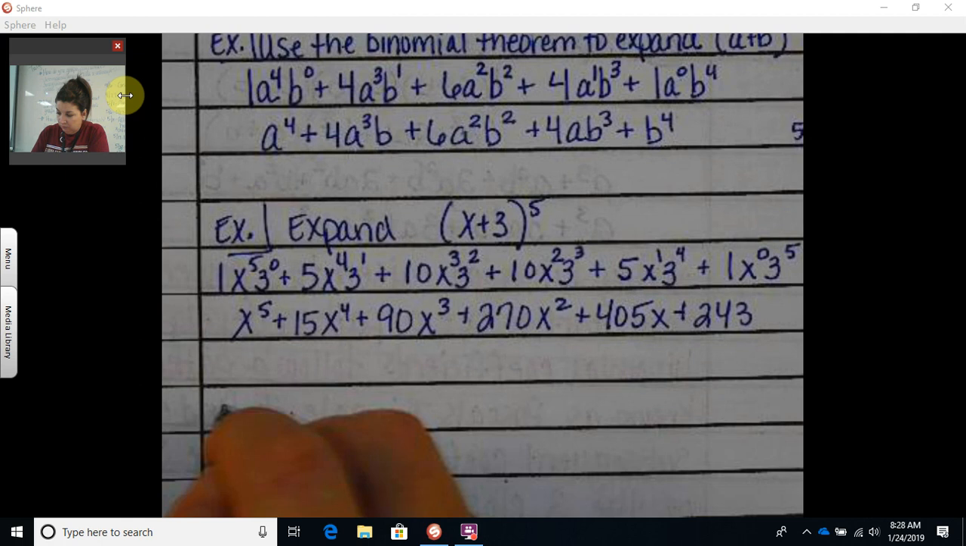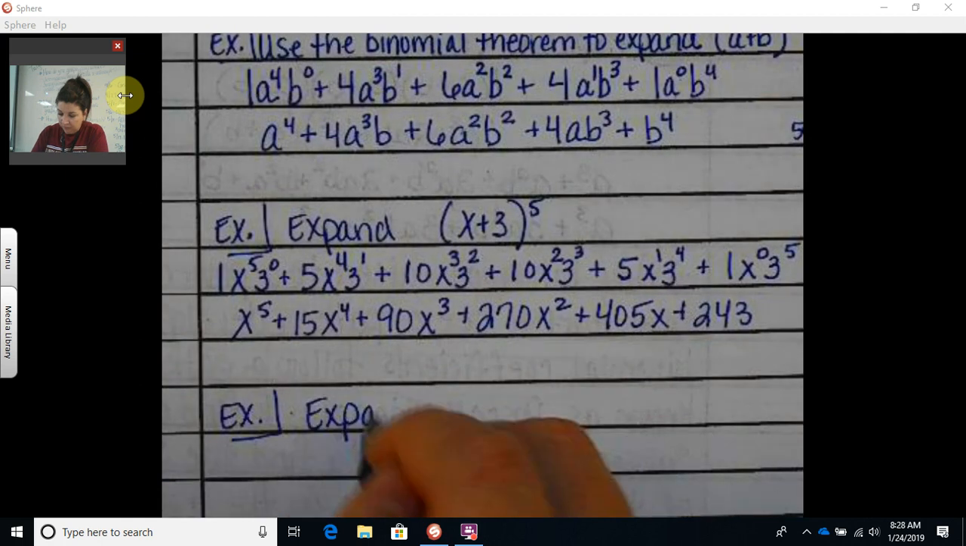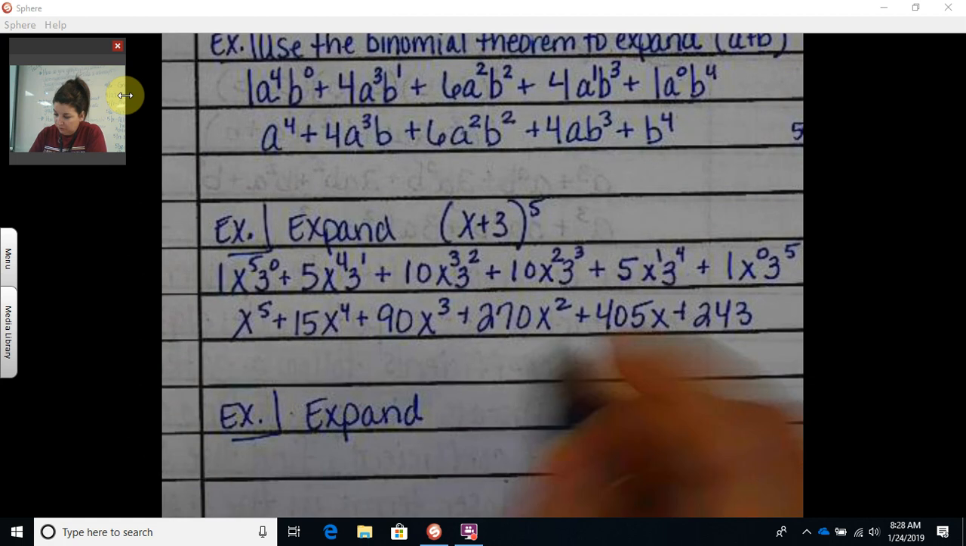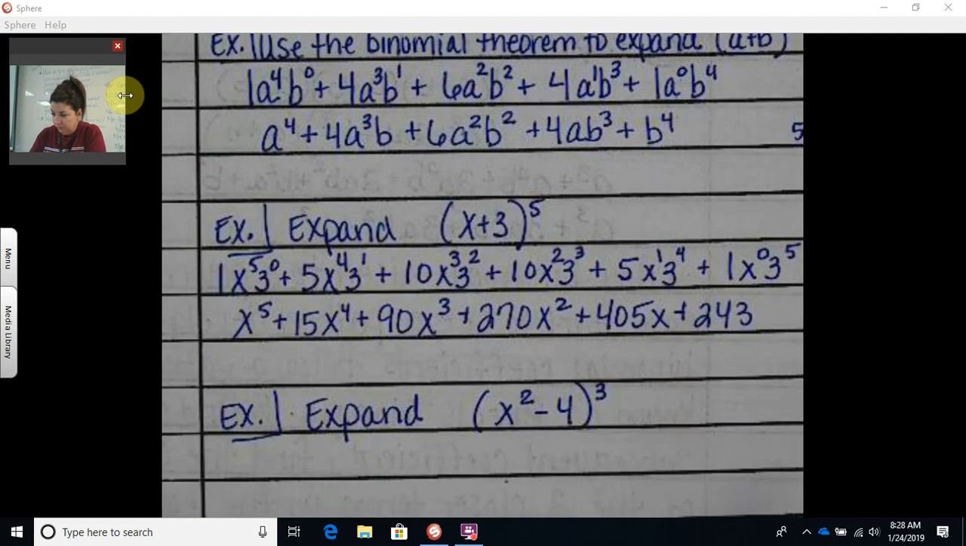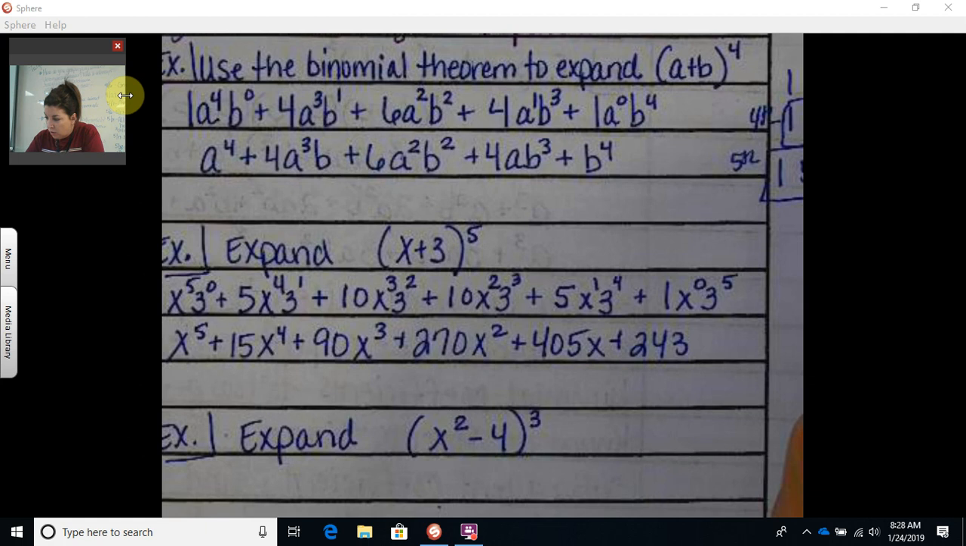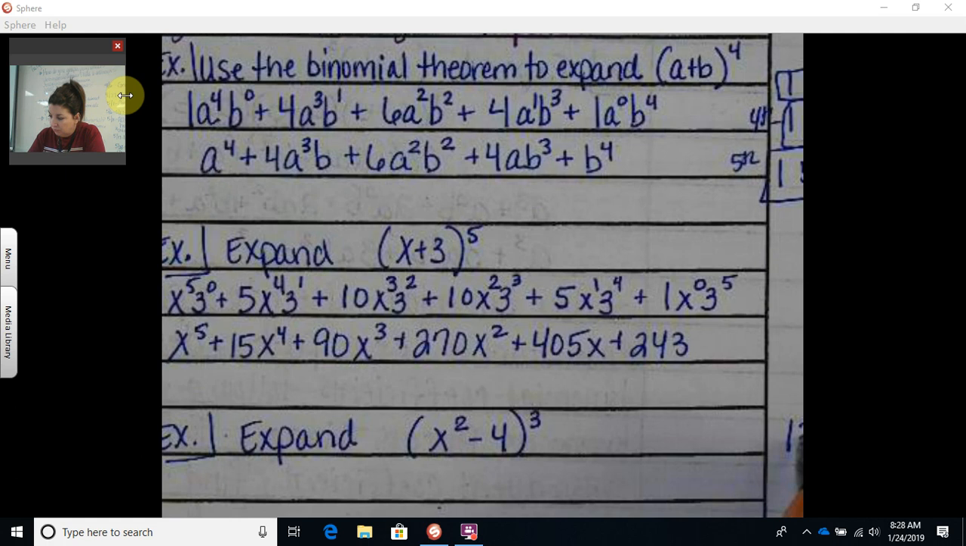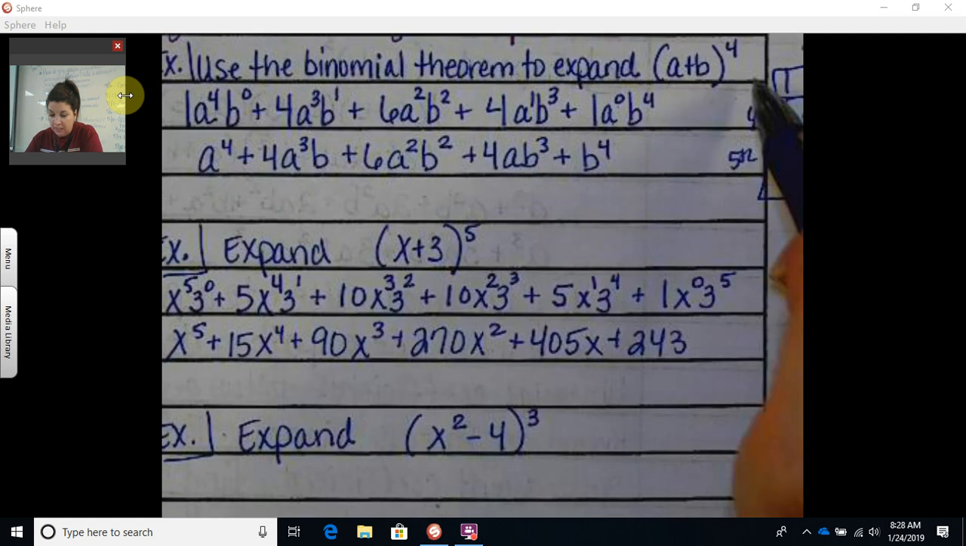Let's expand x squared minus 4 quantity cubed. So we know we're going to use the 1, 3, 3, 1, right? That was for the third degree in Pascal's triangle.